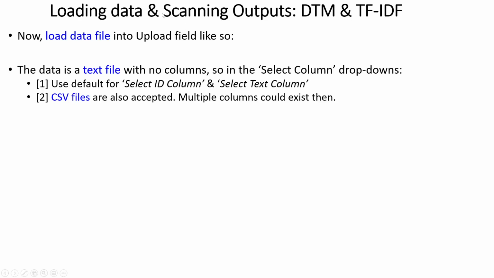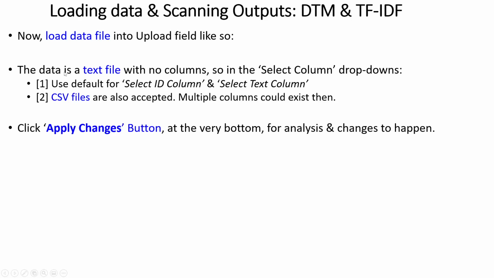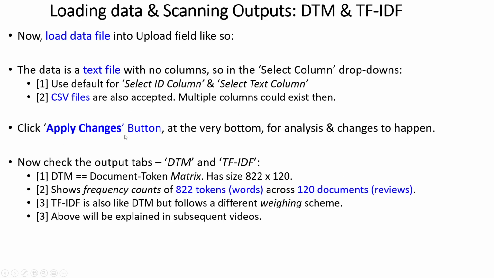Text file with no columns, I am going with the default. However, you can also use CSV files, in which case you might have to do column selection. Click the apply changes button. We did that. Now let us check the output tabs DTM and TF-IDF.